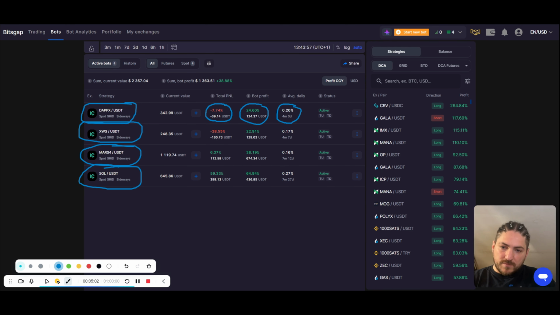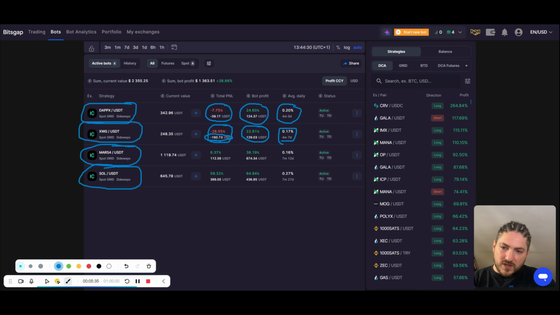XWG has been running for 4 months. It's currently doing 22.91%. It's currently minus 28 on the P&L, which is 160 USDT. If I had to close this bot, I will lose 160 USDT. Yes, if I had to close it at this moment, but it's not closed. I'm hoping that it will stay in a range and generate some profit to overcome this, and then we can start going into profit. But like I said, it's a trial risk. I knew that before I went into this bot, and I'm willing to take that risk.